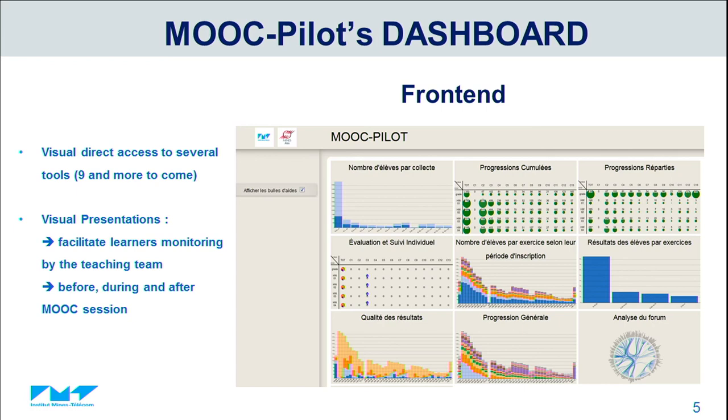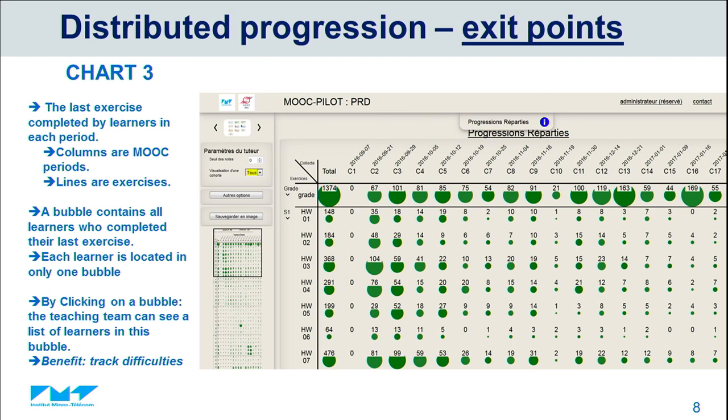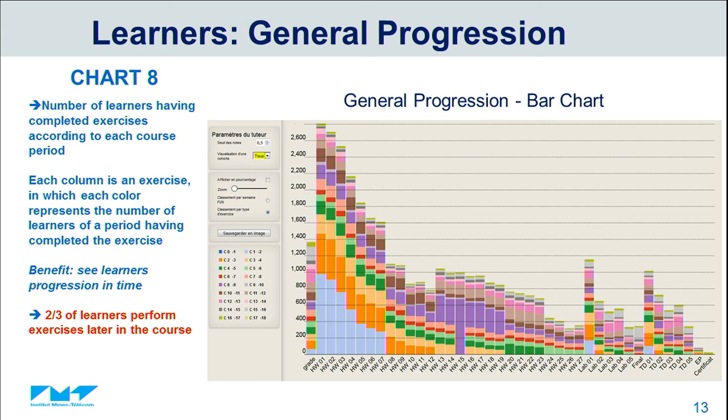So this one is to show exit points. With this chart, teachers use it for seeing if there is some difficulty in the course. The next one is this one. Are the students going up slowly in the course, or are they not so quick in the course, not quick enough for the teachers?